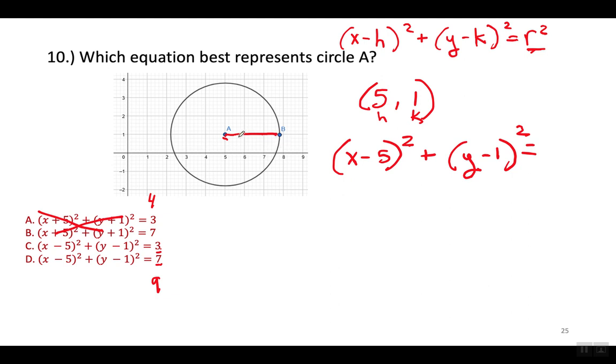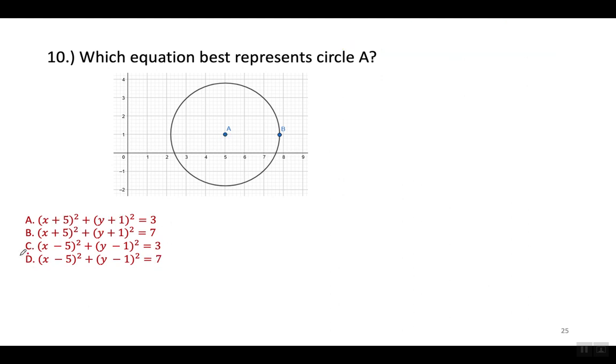I said that if the radius were 2, this number would have to be 4. And if the radius were 3, it would have to be 9. It's got to be between those two. 3 is less than 4, so it can't be that one. The correct answer has to be letter D. All right, that would be the most correct answer there, because the radius has to be greater than 2 but less than 3.